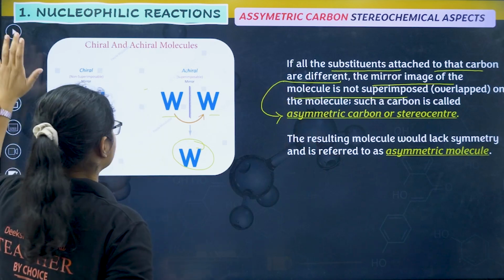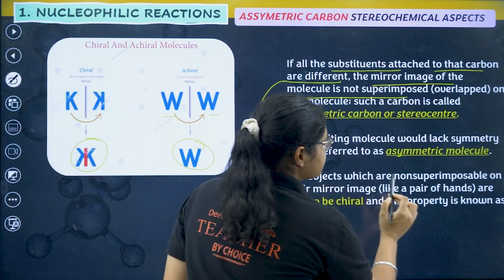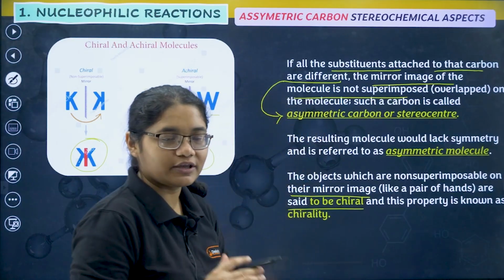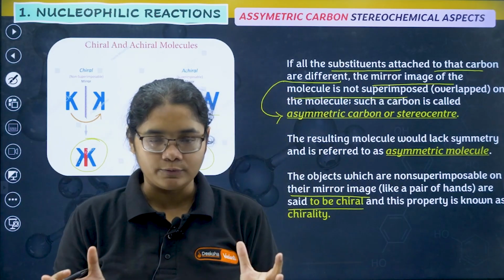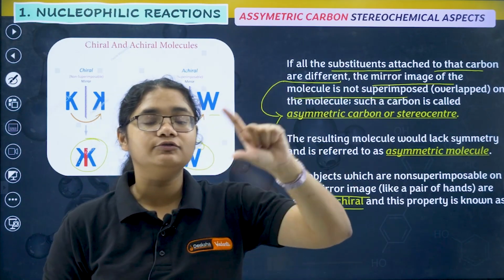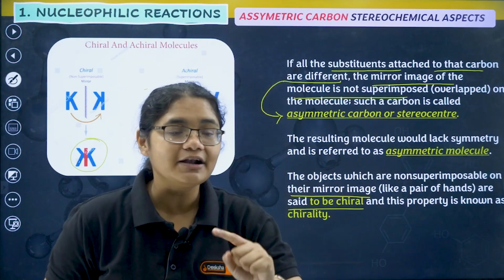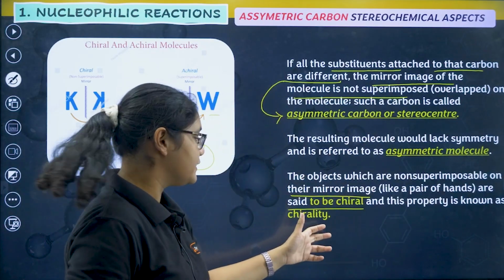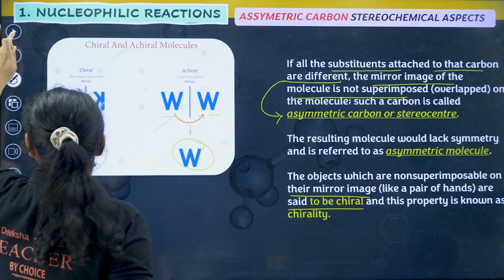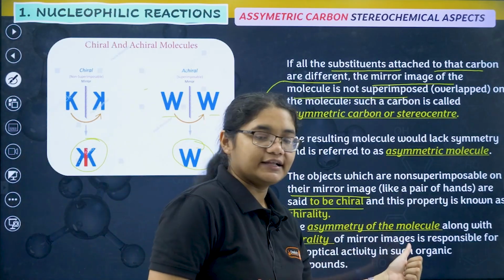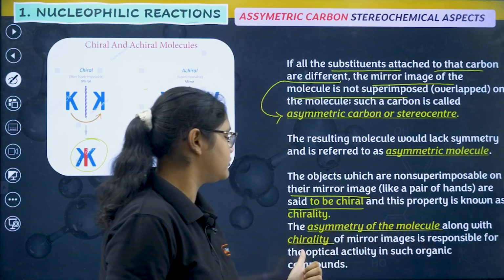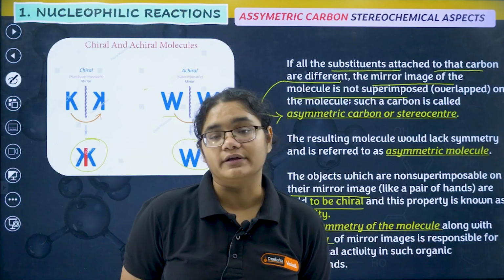Now we will talk about this mirror image. The objects which are non-superimposable on their mirror images are said to be chiral. So if a carbon has 4 different groups, it is called an asymmetric carbon. If this condition is fulfilled, then it will never superimpose on its mirror image, and that phenomenon is called chirality, or that carbon is called chiral, and this property is known as chirality. Now, what is interesting is that the asymmetric nature of the molecule along with the chirality of the mirror images is responsible for the optical activity in such organic compounds.